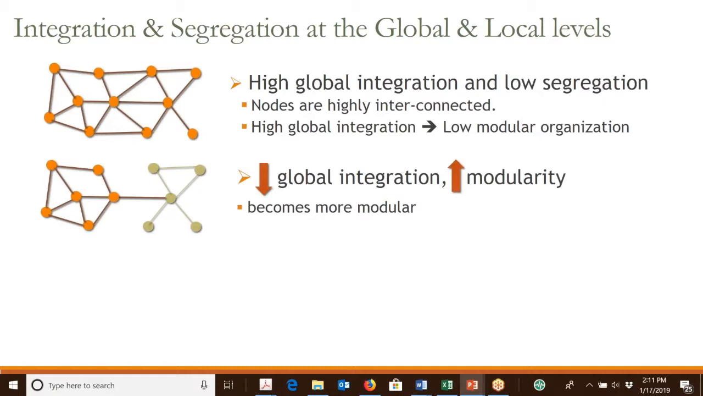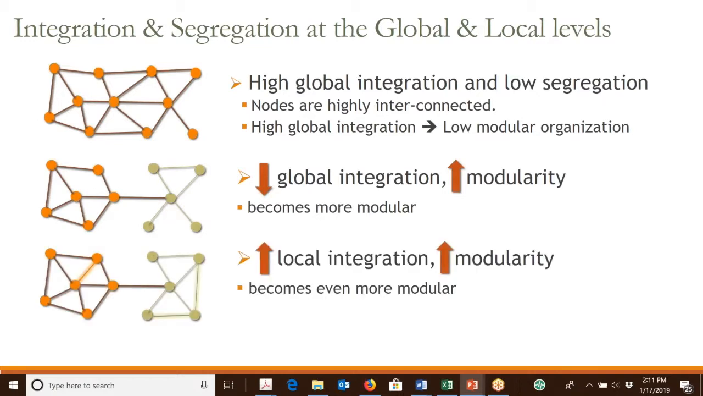There are two main ways in which we can increase modularity here. One is by decreasing global integration. If we remove some of the connectivity across these nodes, we increase modularity. We're now creating these modules. We're increasing segregation. Another way to increase modularity is to increase integration at the local level. If we increase integration at the local level by adding connections here, we're also increasing the modularity of the system. So it's important to keep in mind these various ways in which modularity can be affected at a global level. By decreasing global integration, we increase modularity, and by increasing local integration, we also can increase modularity. And we'll be revisiting these concepts.